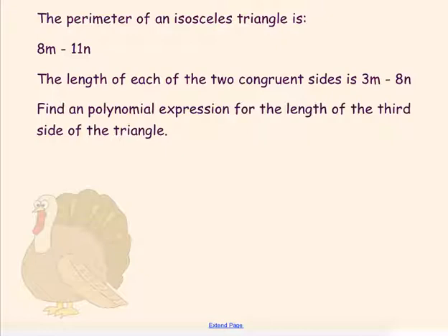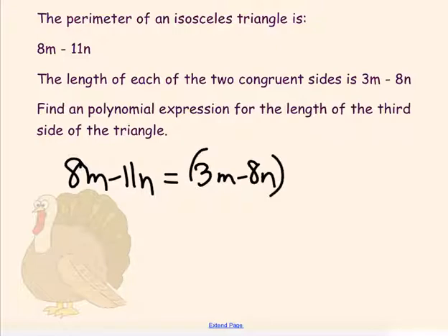All right, I'll leave you for these next examples. Just realize if we're thinking about perimeter, if we are given the perimeter, we're going to say 8m minus 11n is going to equal, well, the length of each of the two congruent sides is 3m minus 8n, meaning I have two of those, plus a certain other amount, and I'm going to call that x.